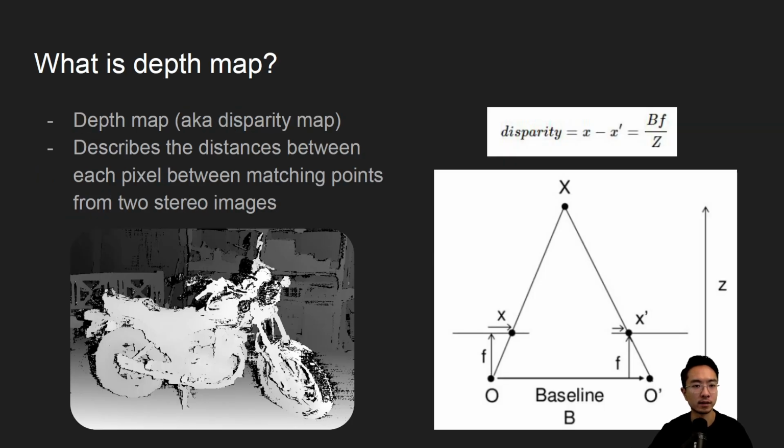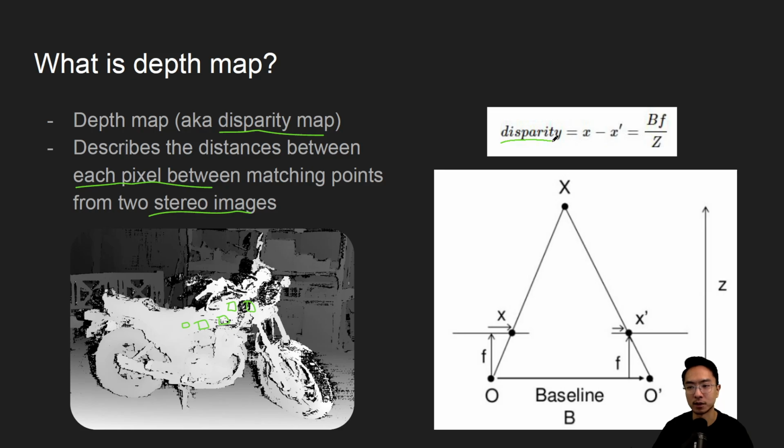So what is a depth map? Sometimes you'll hear it called a disparity map, and they mean the same thing. What this describes is the distance between matching points from two stereo images. If we actually look at each value here, this will tell us the disparity for the individual pixels, which is the distance between the two pixels for this point in both images.